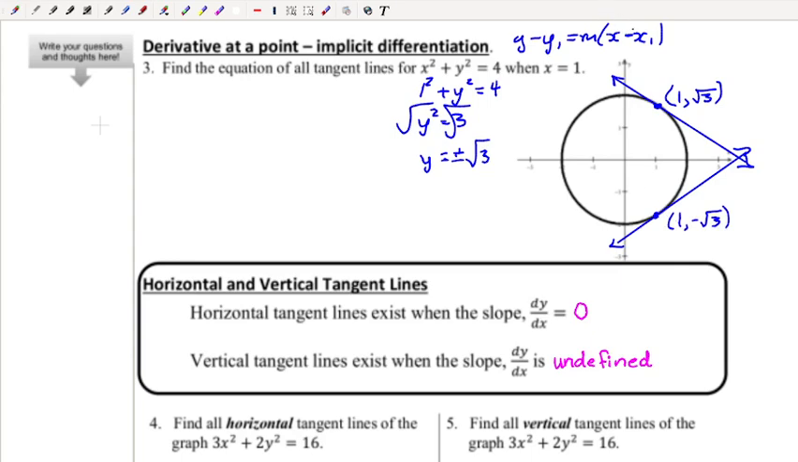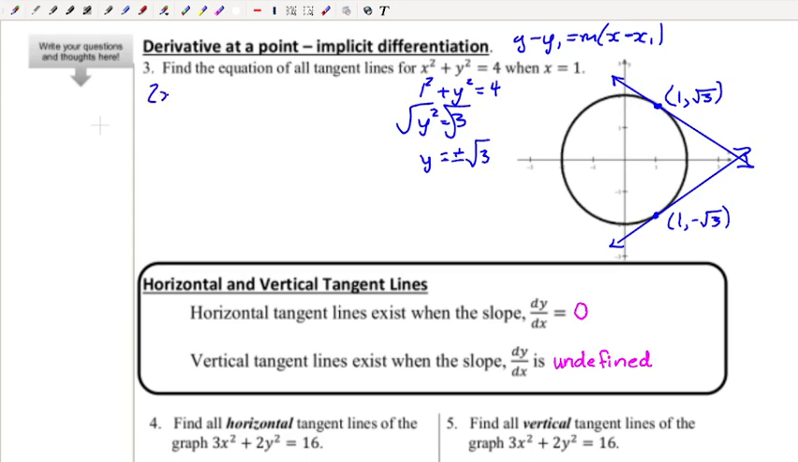So again, when I'm thinking I'm going to use my point slope form, I'm going to have 2 different y1 values. Okay, so that gives me, again, the points to plug in for y1 and x1. Now I need to find the slope. And for the slope, I'm going to need to find the derivative. So I'm going to take the derivative of x squared plus y squared equals 4.